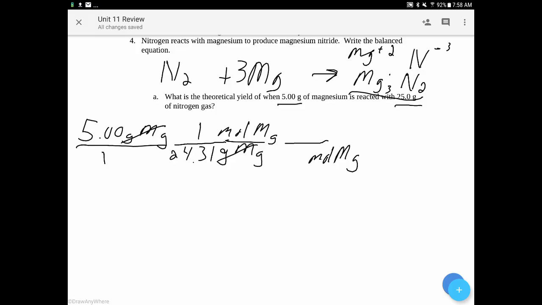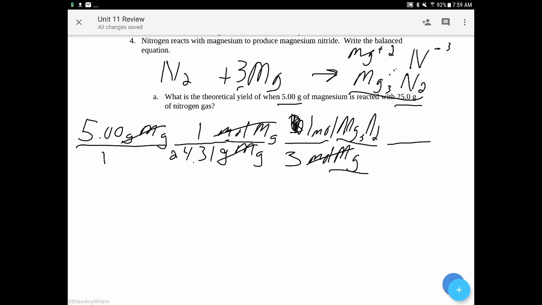Moles of magnesium goes on bottom to cancel out moles of magnesium, and then we need moles of our product on top, so moles Mg3N2. Now, this is a mole-to-mole ratio, so we need to get our coefficients for each of these reactants and products. The coefficient for Mg is 3. The coefficient for Mg3N2 is 1, so we put a 1 there. Moles of Mg cancels out. We're left with moles of Mg3N2, which is not where we want to be.